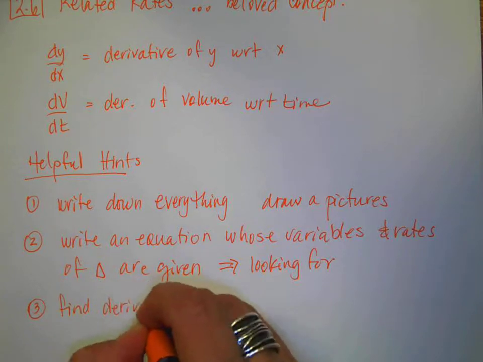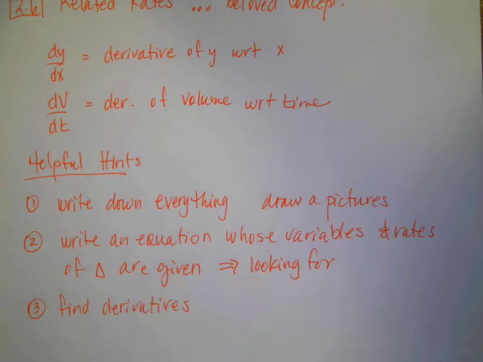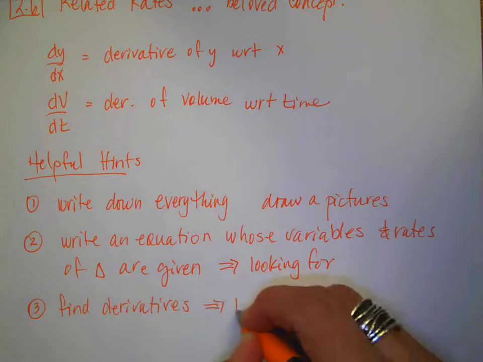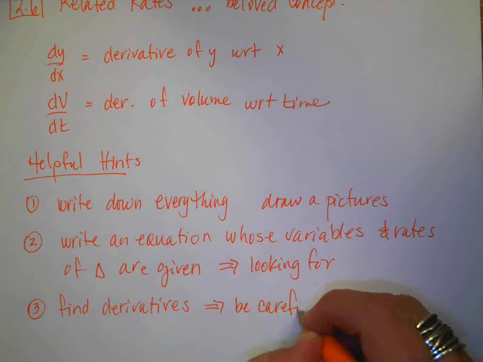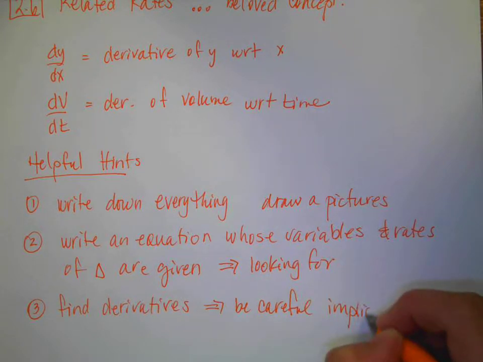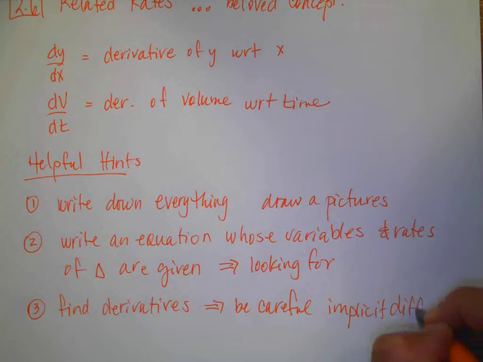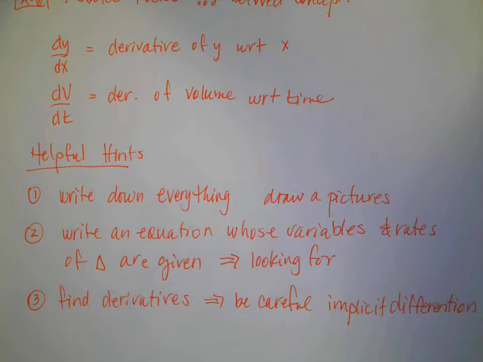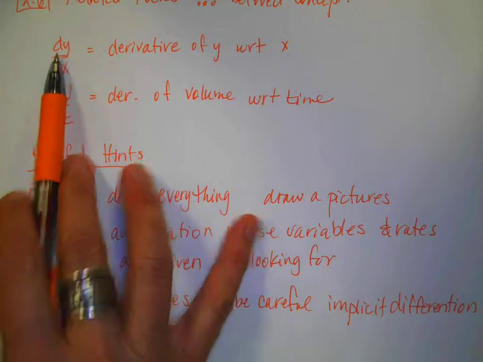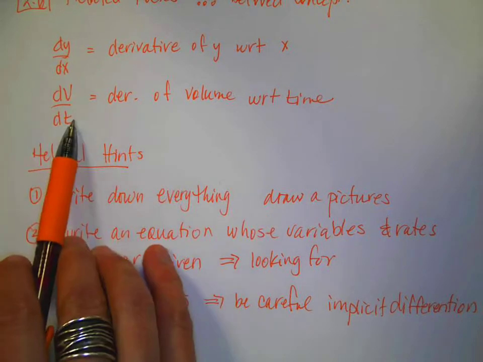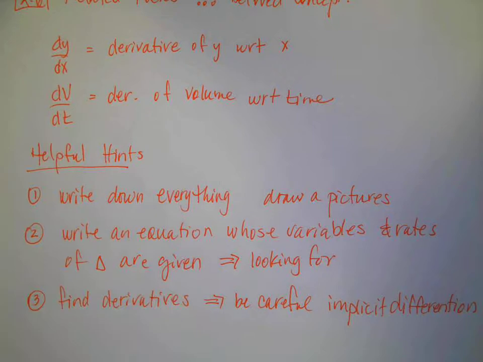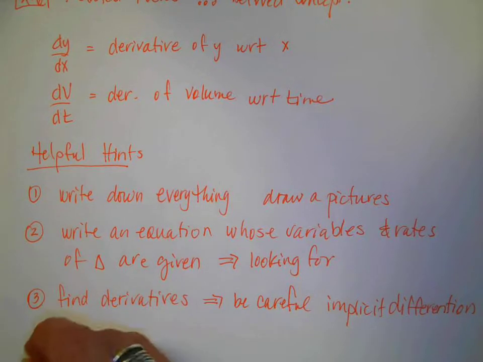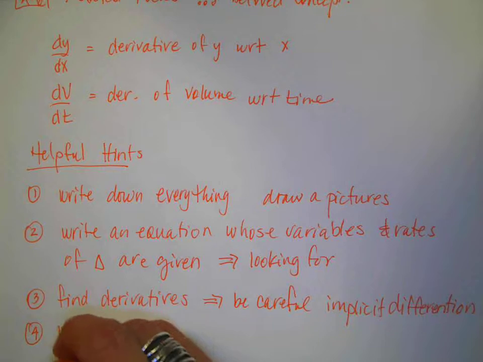The next thing that I'm going to do is I'm going to find my derivatives of the equations that I've written, and I have to be careful with my implicit differentiation, meaning that you could potentially have lots of different variables floating around in your equation. And since I have many variables floating around, I need to make sure that I include my specific derivative notation because then I can use that to solve.